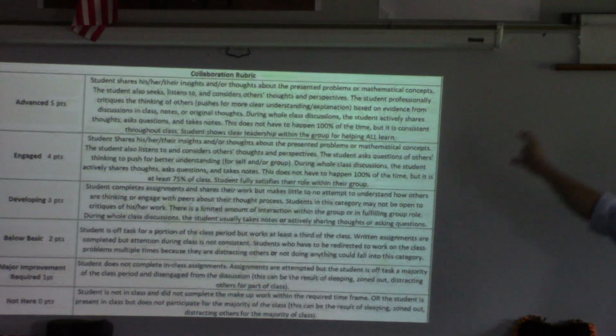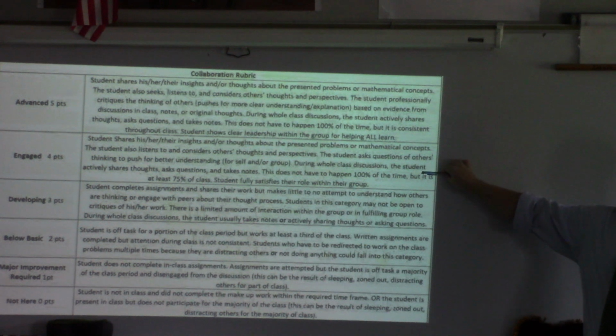So that's what we're shooting for, 4s and 5s. And I'll go ahead and tell you this. You do not need an average of a 5, or you do not need to score 5s in order to have 100 each week. So I'll collect the data every single day. I'll put in a grade at the end of the week. An average of 4s will get you a 100.